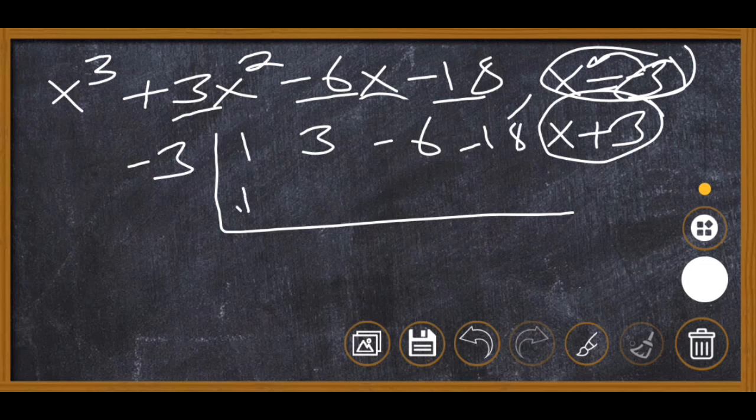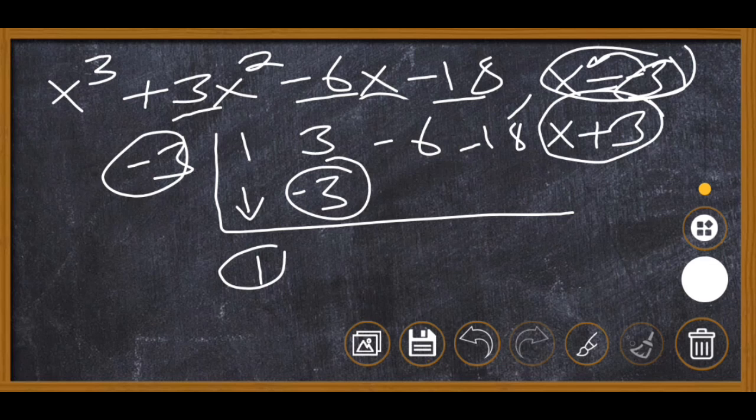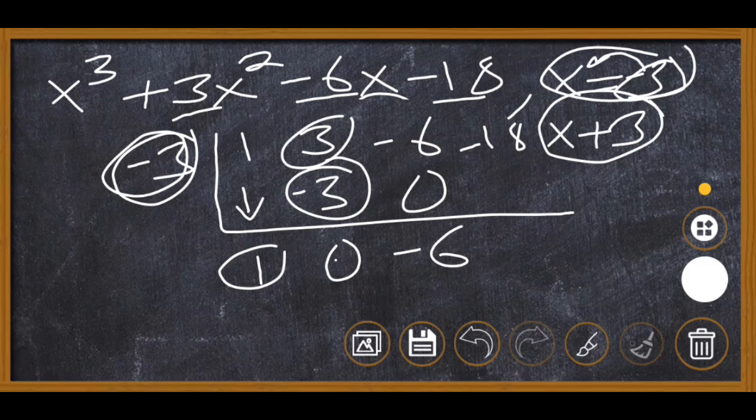So this one we just drop the way it is, and then negative 3 multiplied by 1 here, we're going to have negative 3, and then 3 plus negative 3 is 0. Then negative 3 multiplied by 0 is simply 0, and then negative 6 added to 0 is negative 6, and then negative 3 multiplied by negative 6 here, we are going to have positive 18.